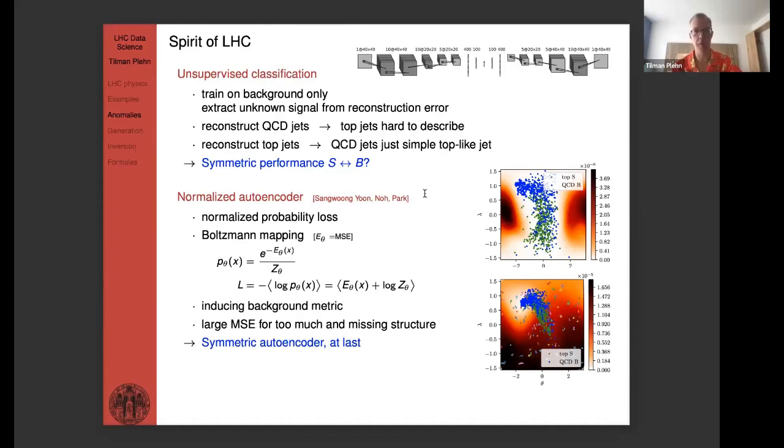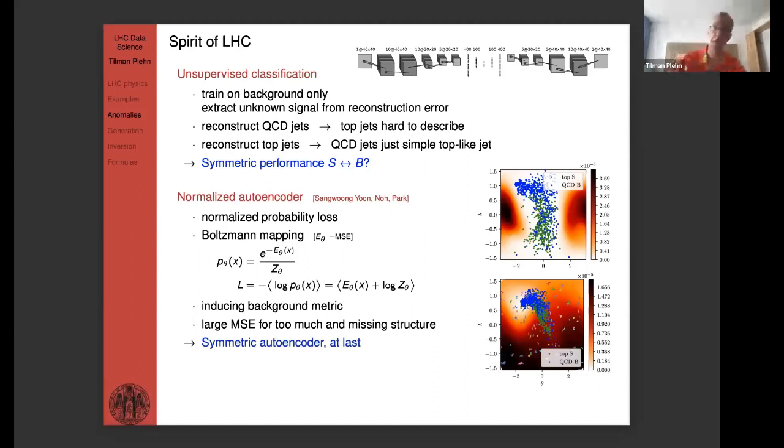So what you do is you construct an MSE, which I call the energy here, but it's really just the MSE. Then, as a monotonous function of this MSE, you construct a normalized probability measure, which is just a Boltzmann mapping. And that has two terms. The numerator is just rephrasing the MSE as a monotonous function, an exponential. But then it has a denominator. The denominator is by definition the integral over all possible solutions, and that you have to calculate. And it turns out that if you do that, this Z generates something like a background metric.